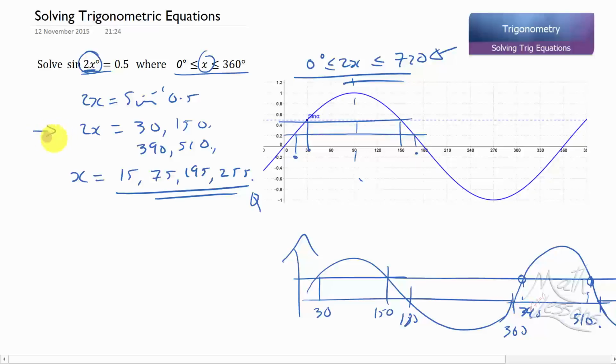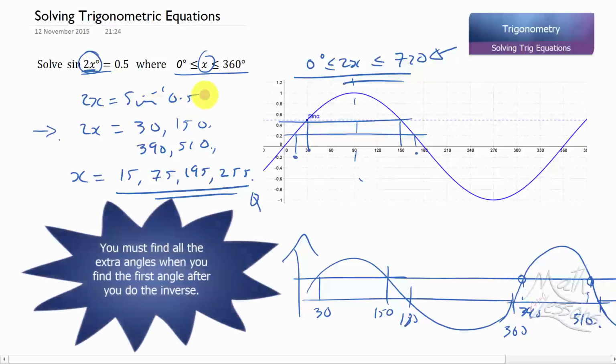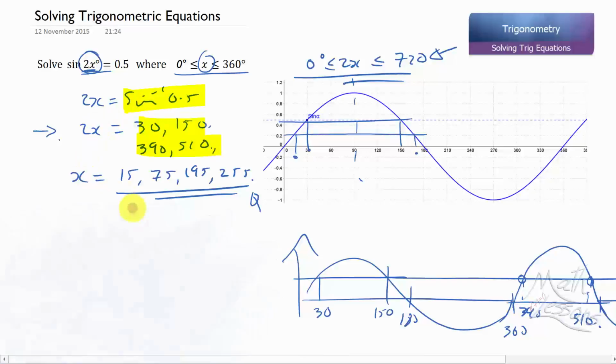It's really, really important at the point where you do the inverse sine, that you find all the values that you're going to need, and then do the rest of your calculations after that.